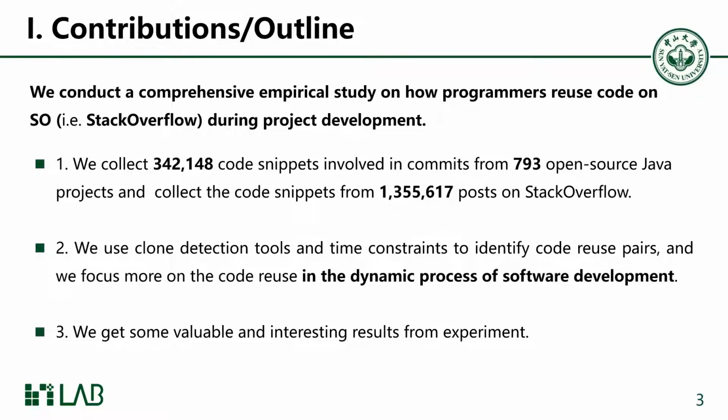We conduct a comprehensive empirical study on how programmers will use code on Stack Overflow during project development. First, we collect 342,148 code snippets involving commits from 793 open source Java projects and collect the code snippets from 1,355,617 posts on Stack Overflow. Second, we use clone detection tools and type constructs to identify code reuse pairs, and we focus more on the code reuse in the dynamic process of software development. Third, we get some valuable and interesting results from experiment.